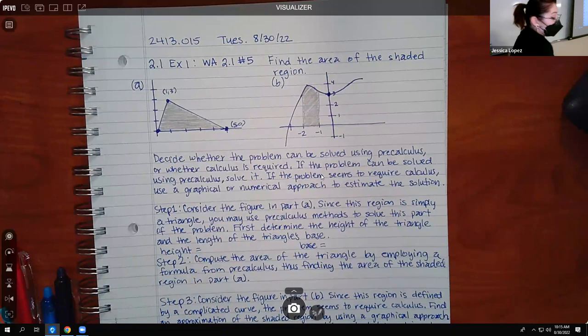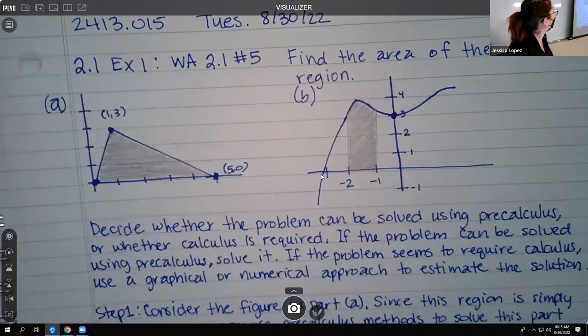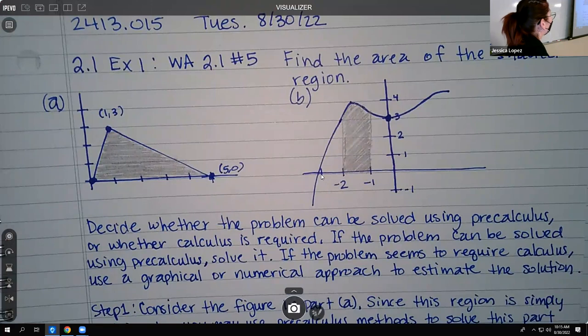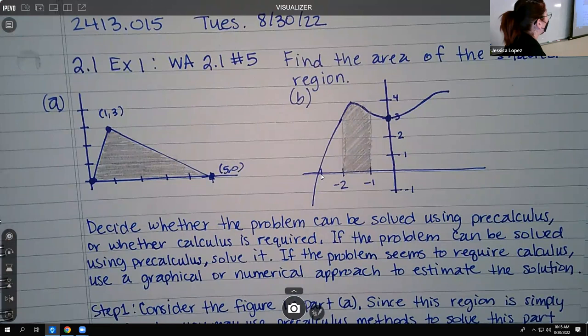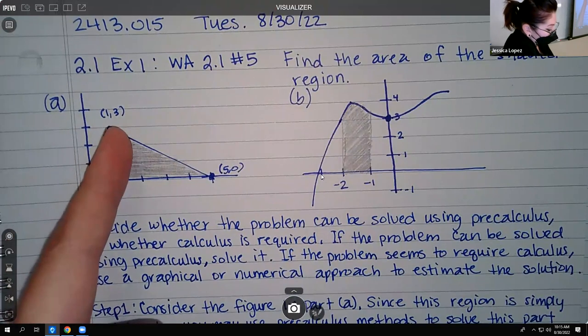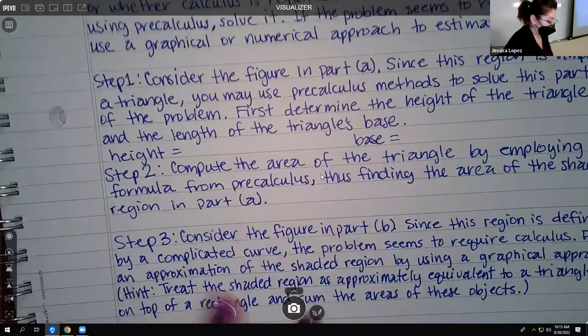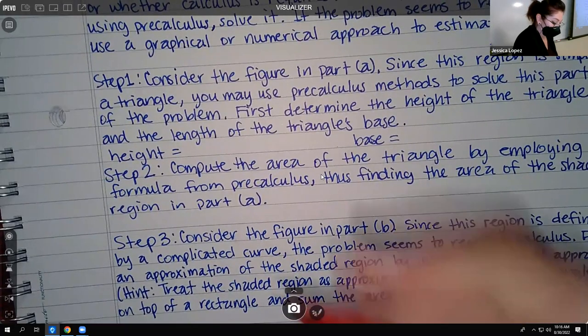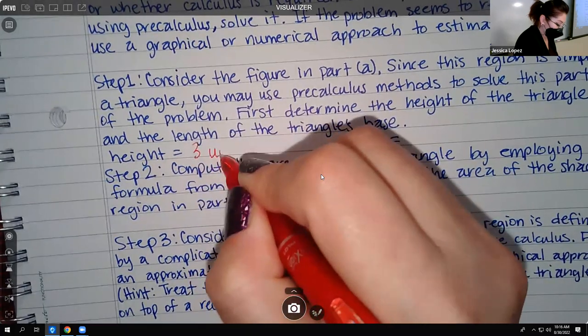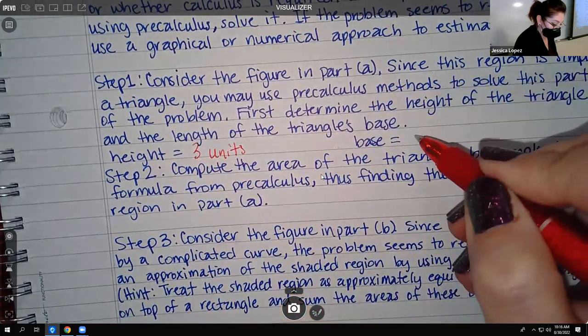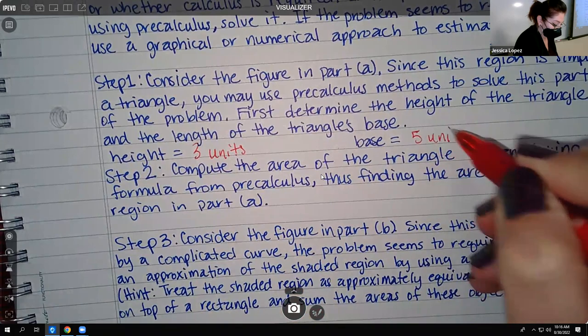So looking at that image, what would you say the height of that triangle is? How many units? You go from that little peak, right? And that Y value happens to be 3. Good. And then what about the length of its base? How many units is that? So I'm just going to fill that information out down here. So the height was 3 units. The length of the base was 5 units.